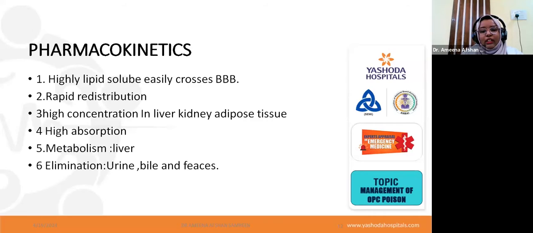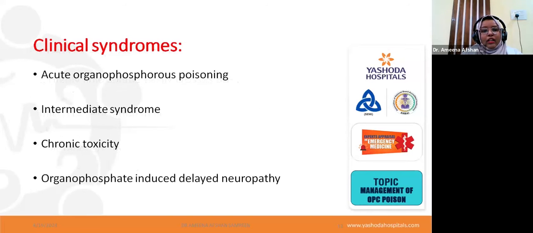They have high absorption. They can be absorbed very rapidly through the skin, by inhalation as well as ingestion. The main metabolism occurs in liver. So people who have already compromised liver will have more severe effects. The elimination is through urine, bile, and feces. So there are 3 to 4 main clinical syndromes.